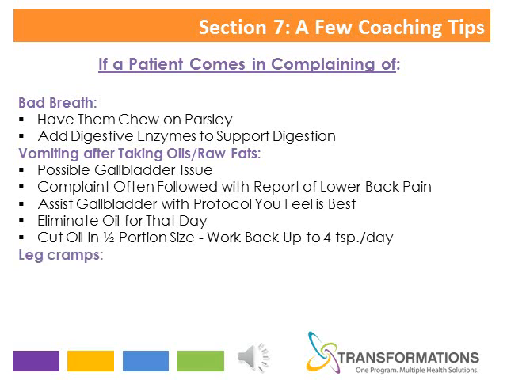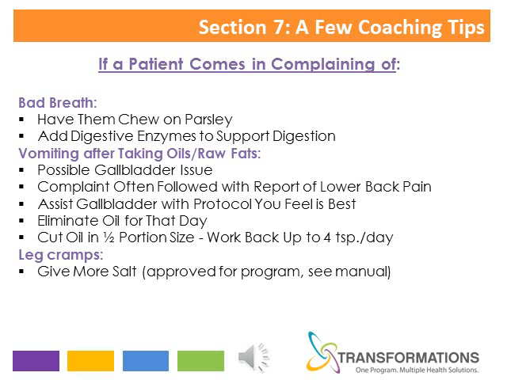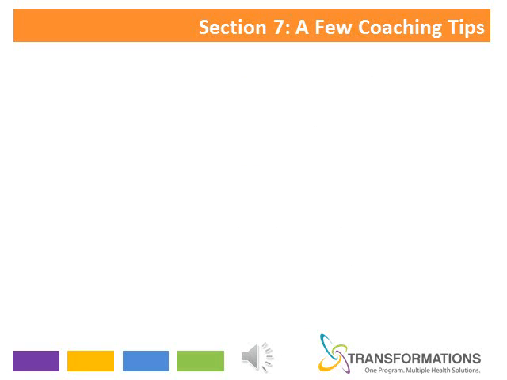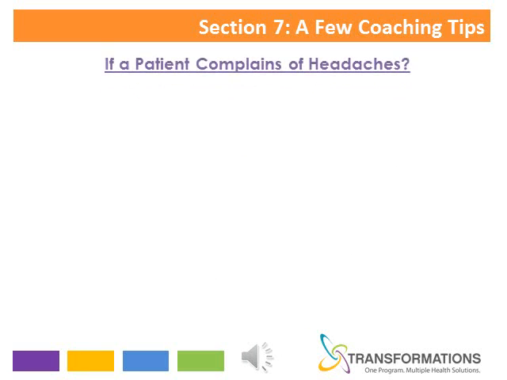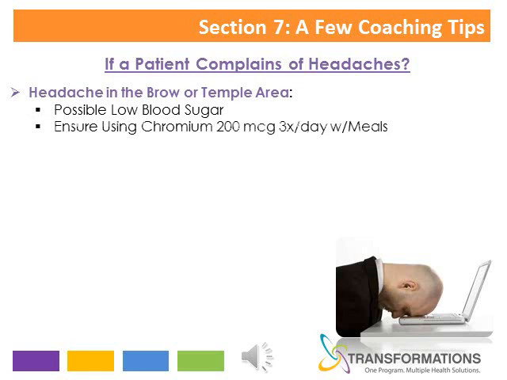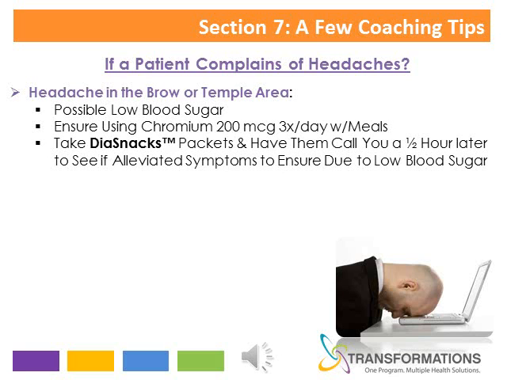If a patient is having leg cramps and states, "Every time I go on a diet I get leg cramps," give more salt that is approved for the program, magnesium phosphate, calcium phosphate, or iron phosphate. Dealing with headaches. If the headache is in the brow or temples area, this means possible low blood sugar. Ensure they are using chromium 200 micrograms 3 times per day with meals. You can also have them take a Diasnacks packet and ask them to call you back in a half hour to see if this alleviated the symptoms to ensure it is due to low blood sugar.